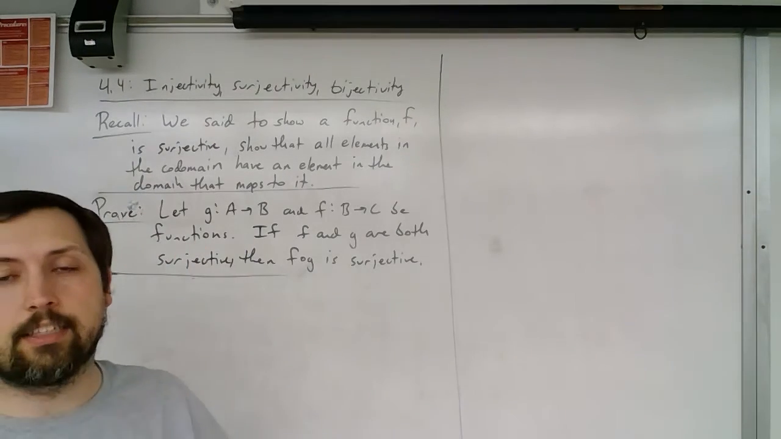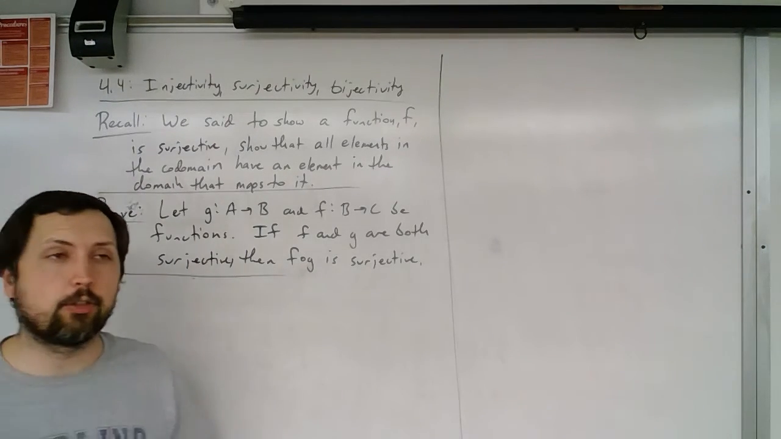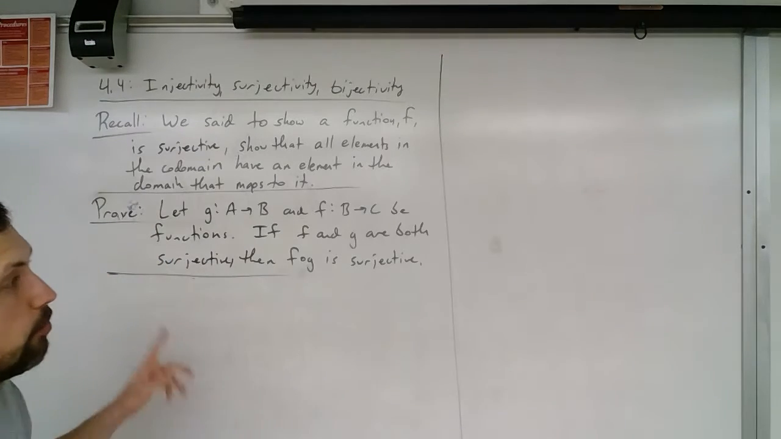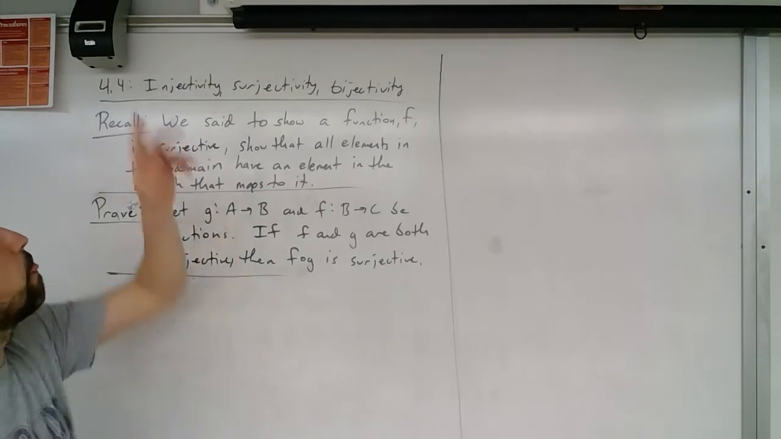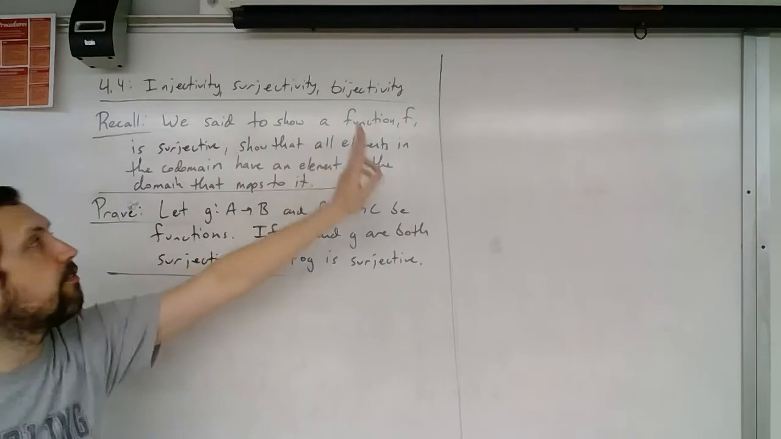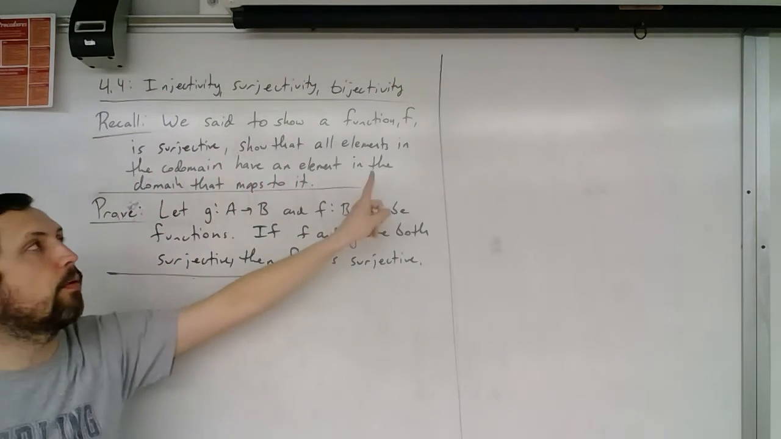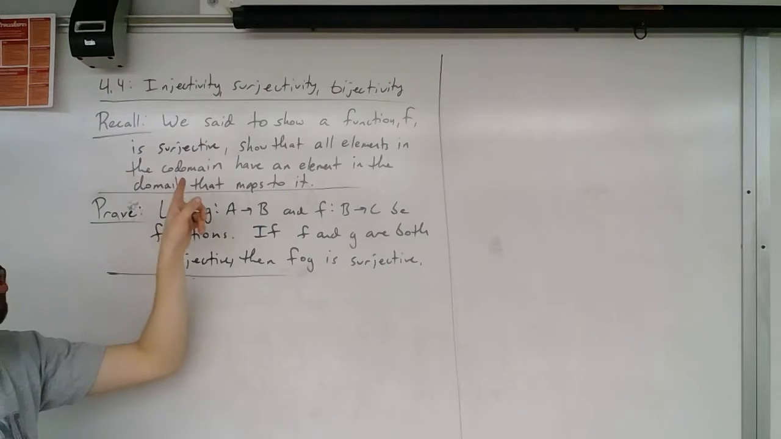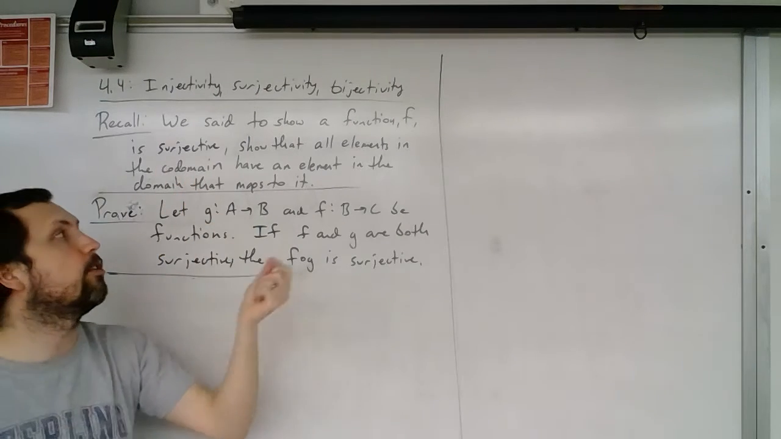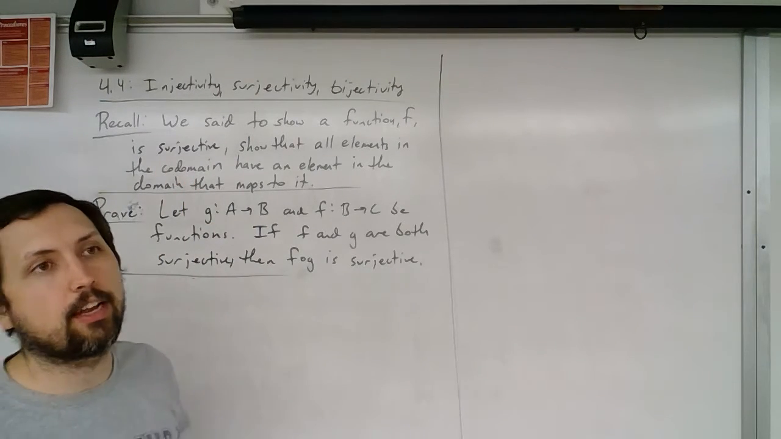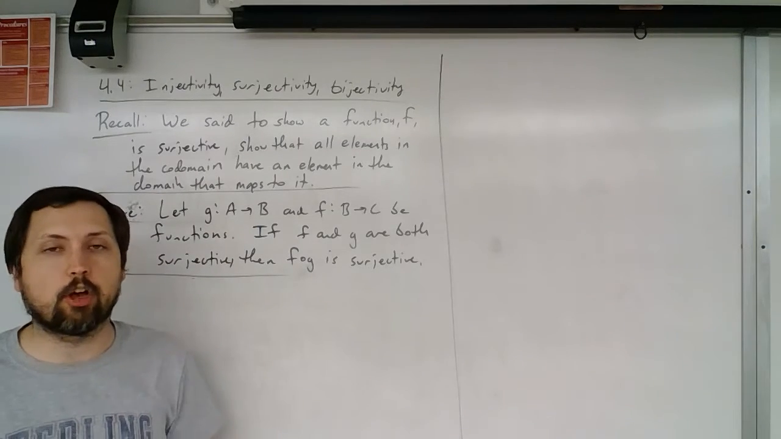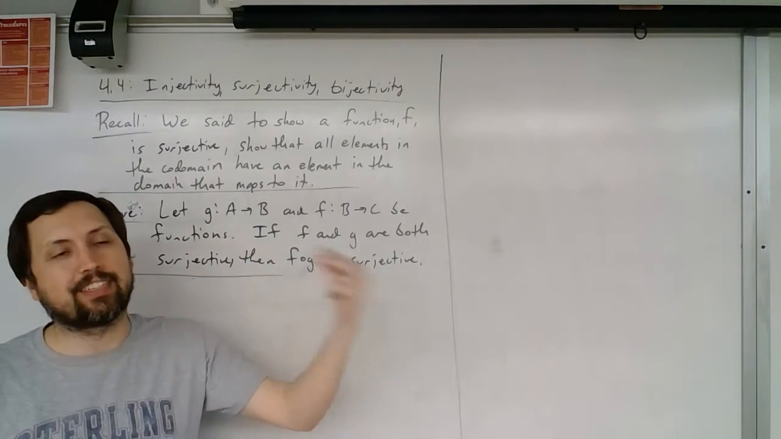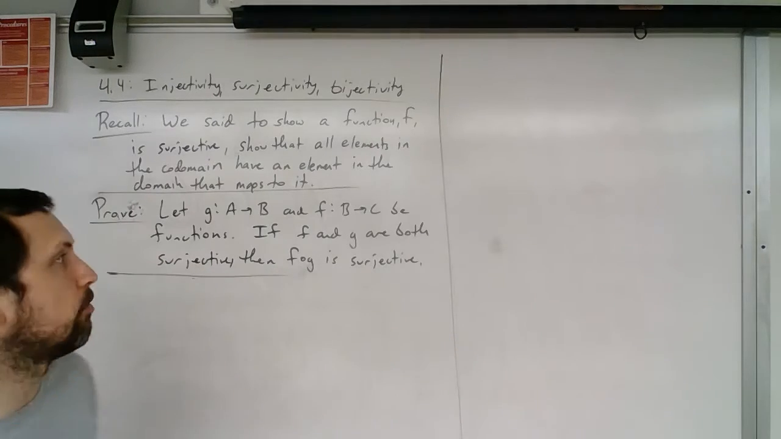Okay, so let's take a look at another proof, very similar to the injective proof. We're going to now show that it's true also for surjective. So recall here, though, to show that a function is surjective, we want to show that all elements in the codomain have an element in the domain that gets mapped to it. So we said for all elements there exists another element. So everything in the codomain, there exists something in the domain that gets mapped to it.